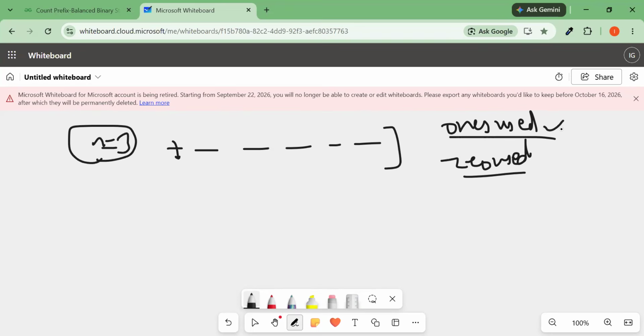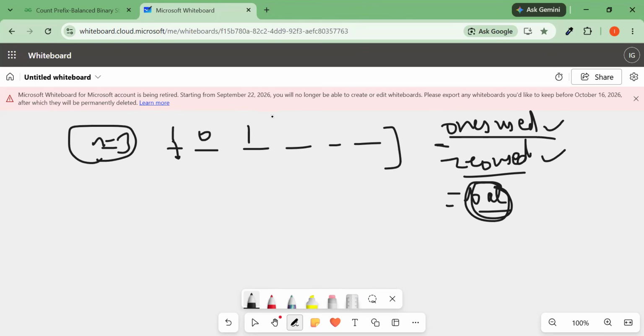This will tell us till now how many ones you have already used, and this will tell us how many zeros you have already used. Consider we take the difference between them and call it balance. So what will this balance tell? At every point of time, balance will tell how many ones you have used minus how many zeros you have used, basically how many extra ones you have encountered till now.